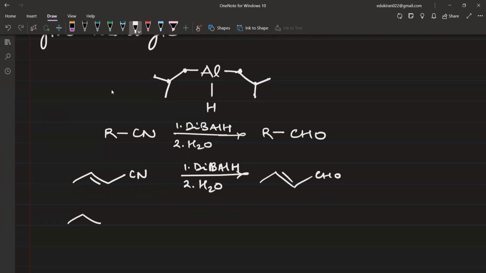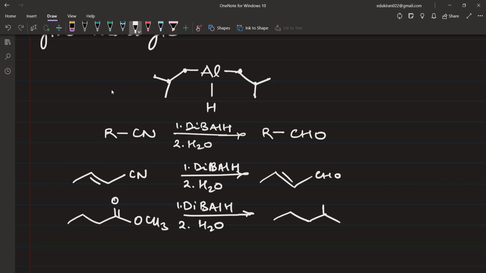Similarly, if you have a C double bond O with OCH3, using Dibal H and then water, it is going to give you the C double bond O as it is. This OCH3 will be replaced by hydrogen. So please remember 1, 2, 3, 4 carbon atoms till the carbonyl carbon. You'll have all the carbons till the carbonyl carbon. After that, you are going to get a hydrogen instead of OCH3. Please write this down.